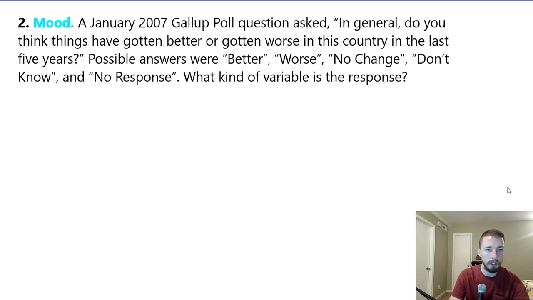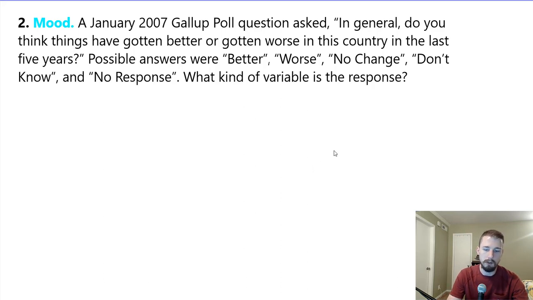Number 2, mood. January 2007 Gallup poll. Question asked, in general, do you think things have gotten better or worse in the country in the last 5 years? Possible answers were better, worse, no change, don't know, and no response. What kind of variable is this? So is it categorical? Is it quantitative with units? Or is it an identifier variable that might be numbers but just simply identifies an individual, like a serial number?